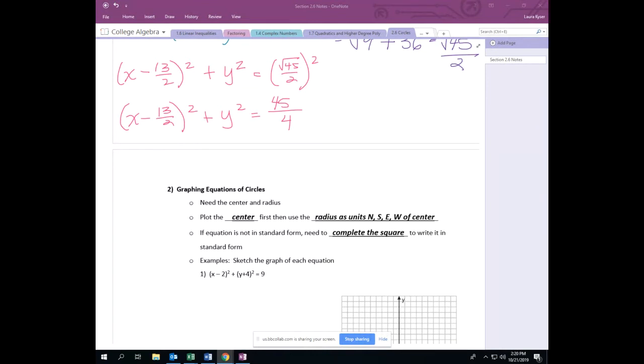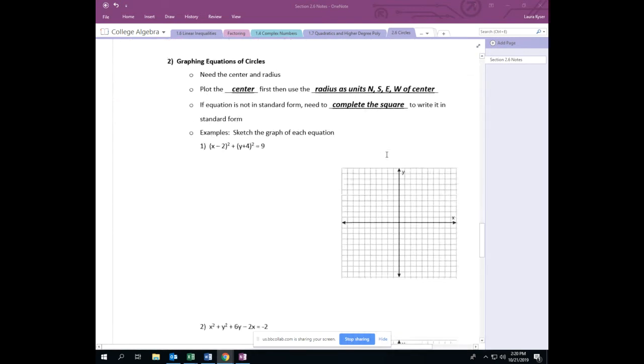So, okay, now we have discussed writing equations of circles. We are going to get into graphing circles. And graphing circles, if you remember from what I talked about before, involves plotting the center and then plotting points kind of floating around the center that are the distance that the radius tells you.